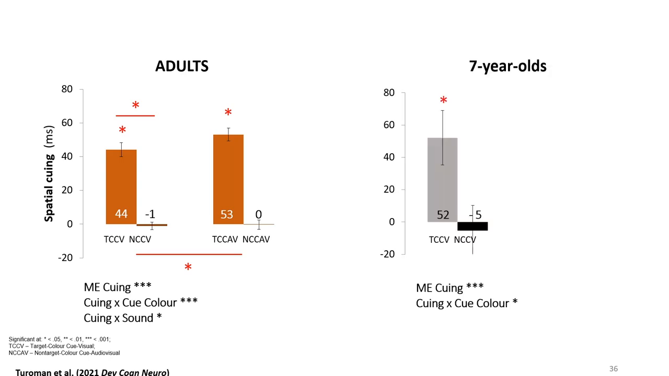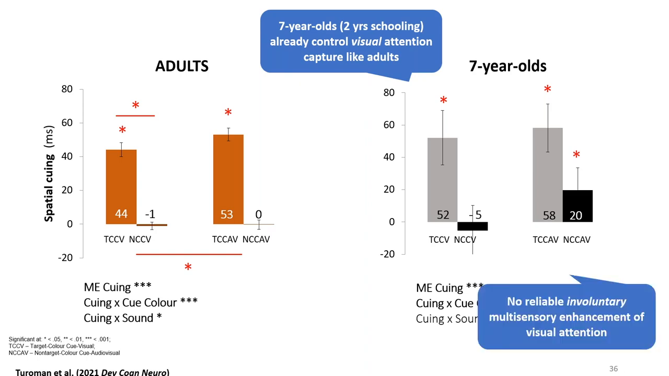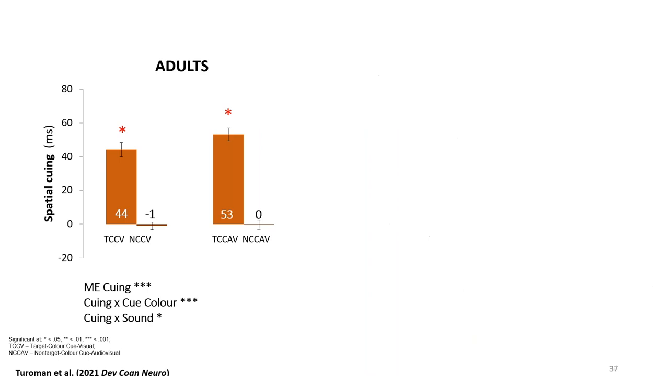What about kids? Well, for 7-year-olds, we have interestingly also found that they had, magnitude-wise, very similar attentional capture to adults, just after 2 years of schooling. However, there was no further modulation of capture by the presence of sounds, meaning that at least 7-year-olds do not yet have the ability or the propensity for involuntary multisensory enhancement of visual attention.